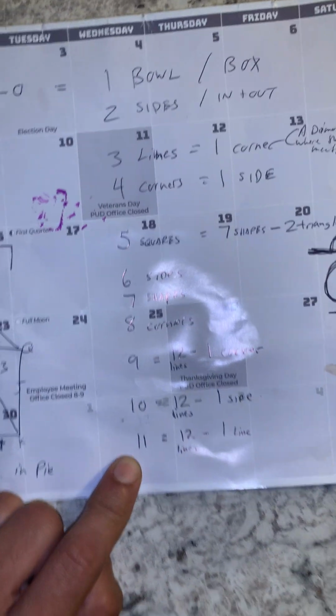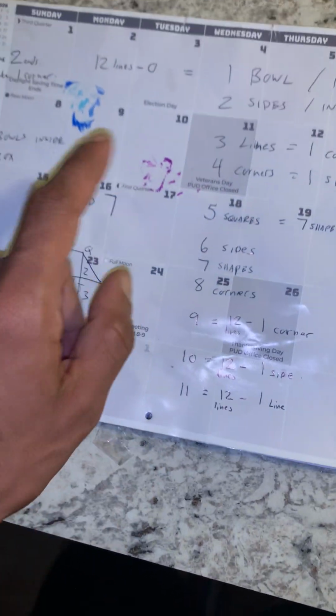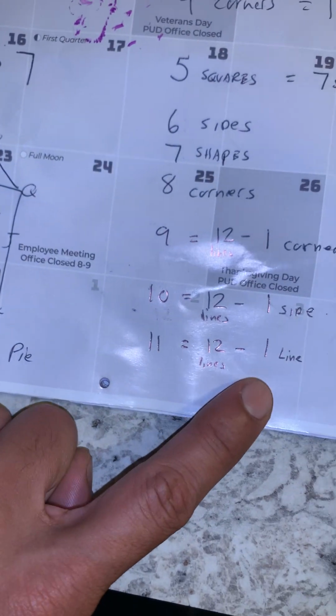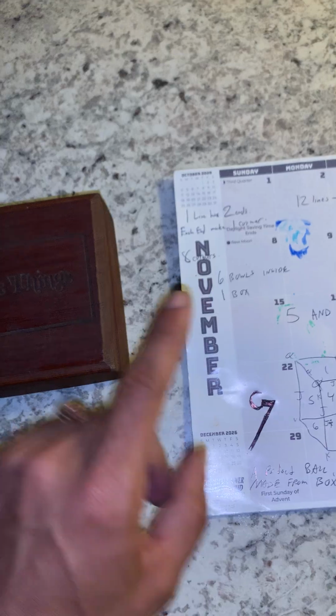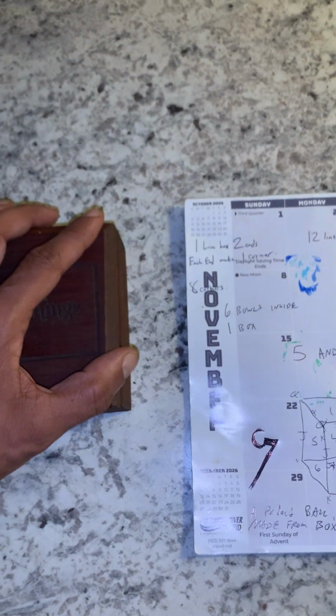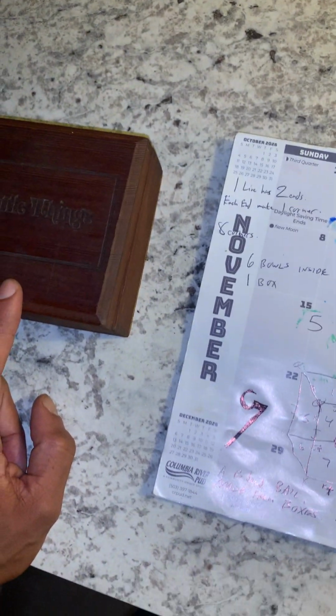That's not a really good example there, but how you get 11 is 12 minus one line, and that equals 11. And the one line is the rising sign. So the one thing that can only be one and cannot be the other 11 is the rising sign, your body.